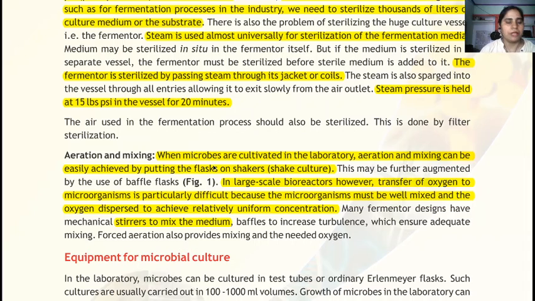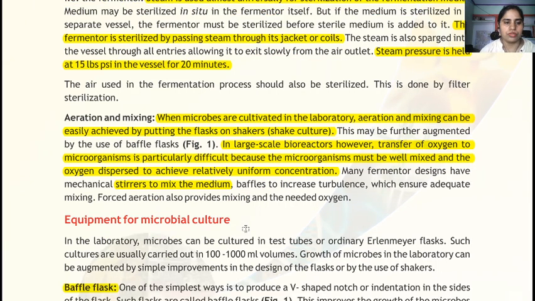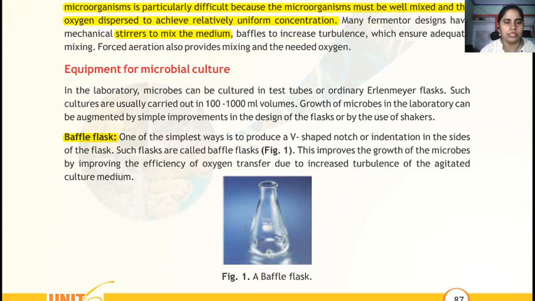So in lab conditions we use the shaker, and from the industrial point of view we use the bioreactor. In the bioreactor there is another part, the stirrer, that is used for the mixing of oxygen or different substances in the medium properly. And baffles, what are baffles? We are going to discuss in the next lecture, when we study the structure and functioning of bioreactors. So these are some basic equipment used during culturing of microorganisms, equipment for microbial culture.